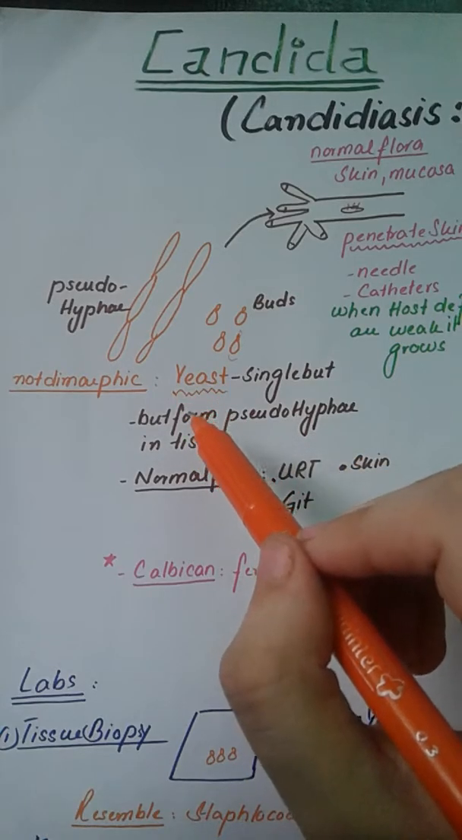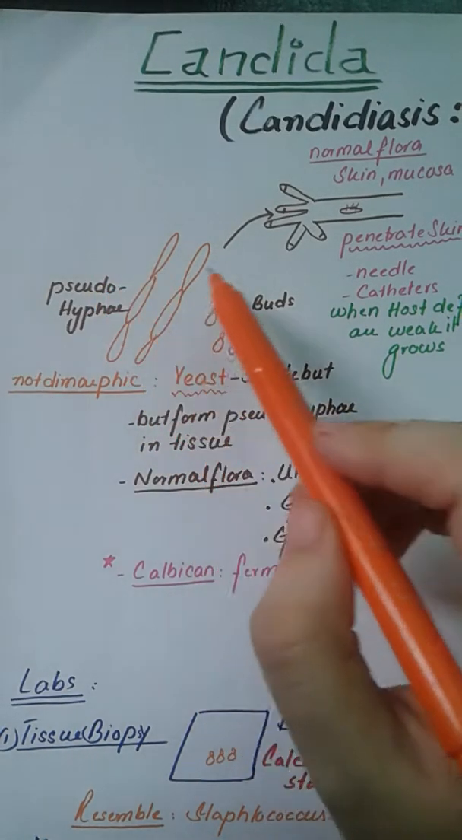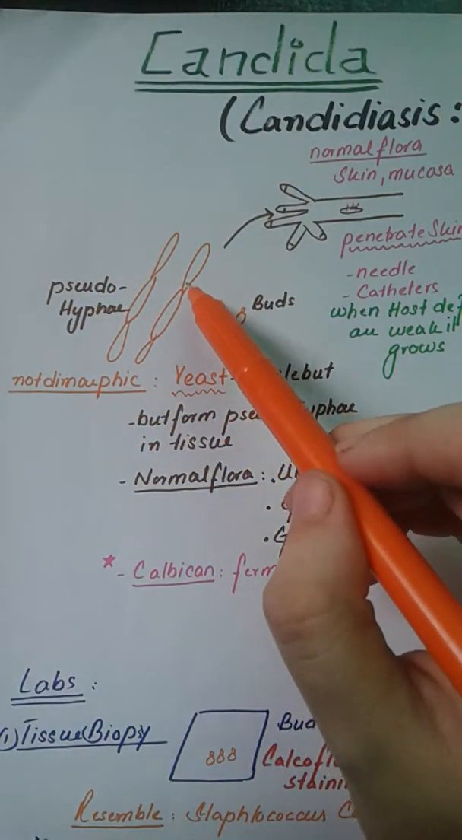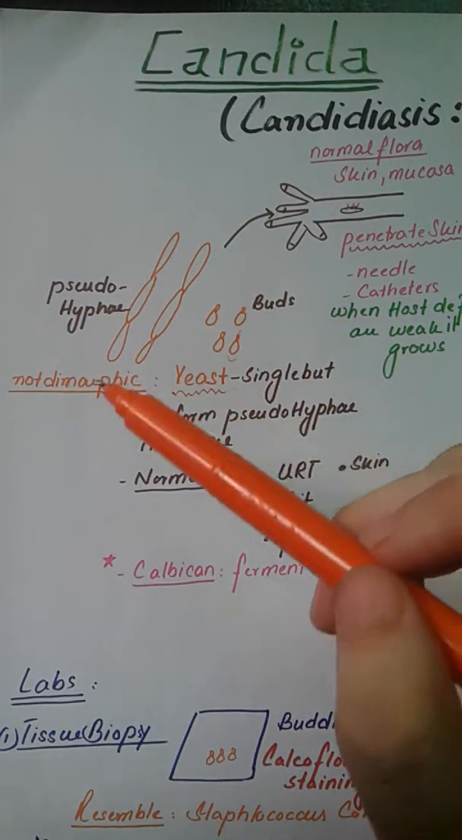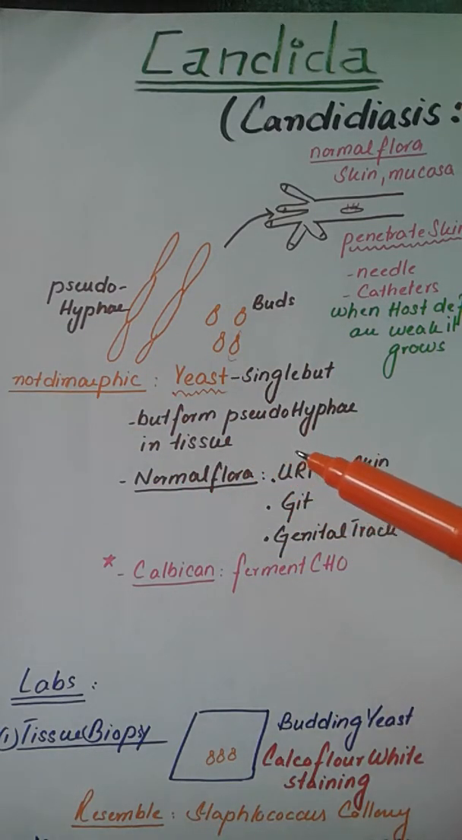But in some cases or at some time, it also forms hyphae, but these type of hyphae are actually pseudo-hyphae, meaning that they are not true hyphae, but they appear so when they are inside the tissue or outside.